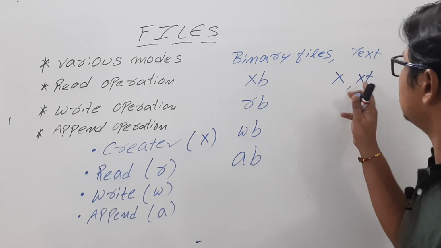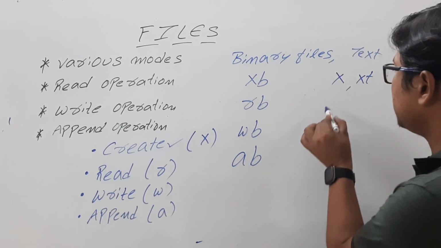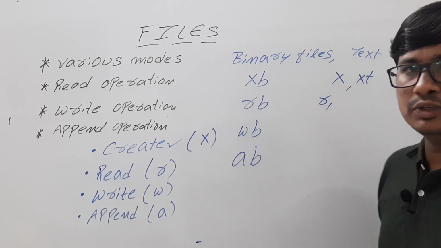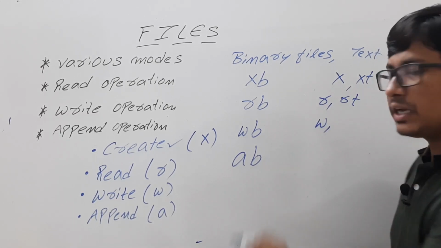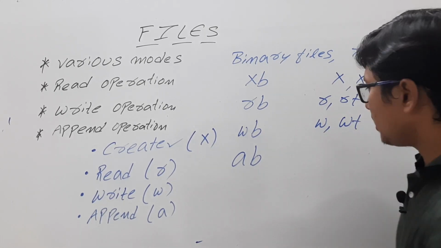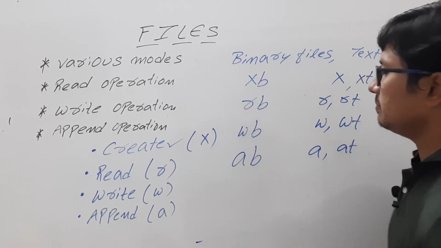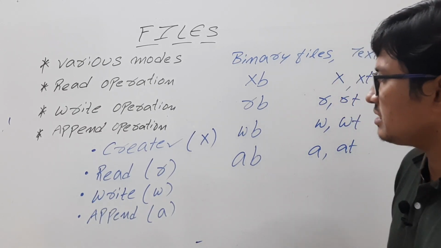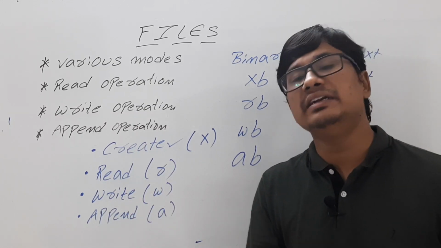But if you just provide X, by default it will consider it as a text file. Similarly, for read operation you can give it as R or RT. For write operation you can give it as W or WT. Similarly, for the append you can give it as A or AT. Is it clear? Now I will discuss this create, read, write, append mode in detail.